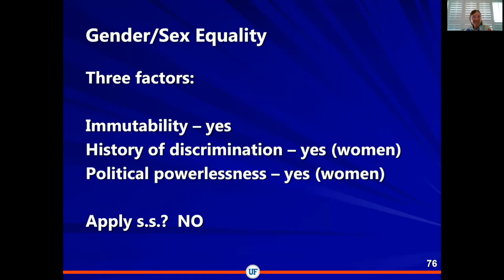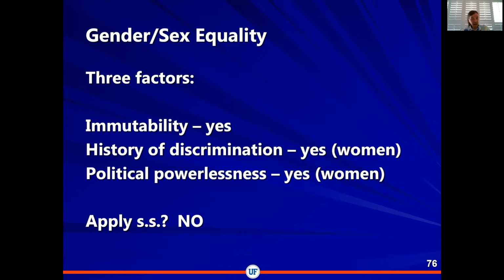And then, just like in the rights context, abortion is kind of unique. Lo and behold, gender and sex equality are unique to the court as well. All right, so if you think about the beginning, when the court was deciding laws that discriminated against women, and you think of the late Ruth Bader Ginsburg, Justice Ginsburg. Yes, we thought about sex as immutable.